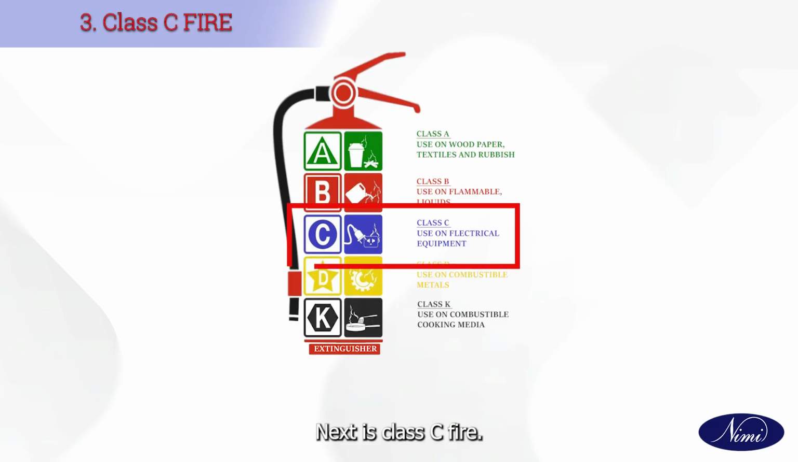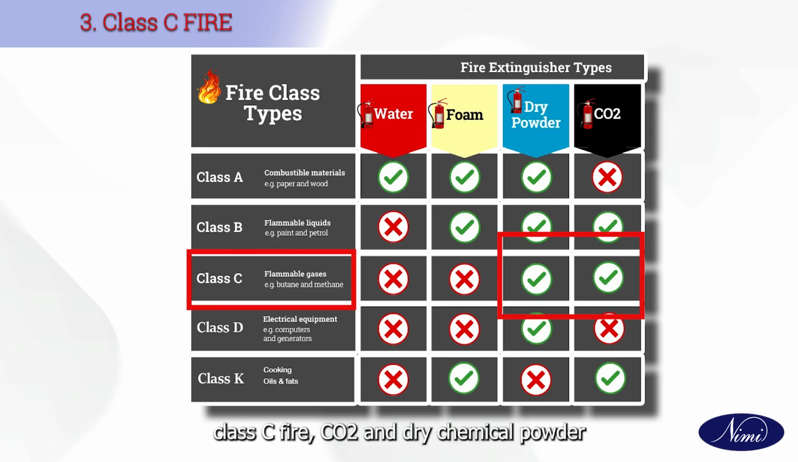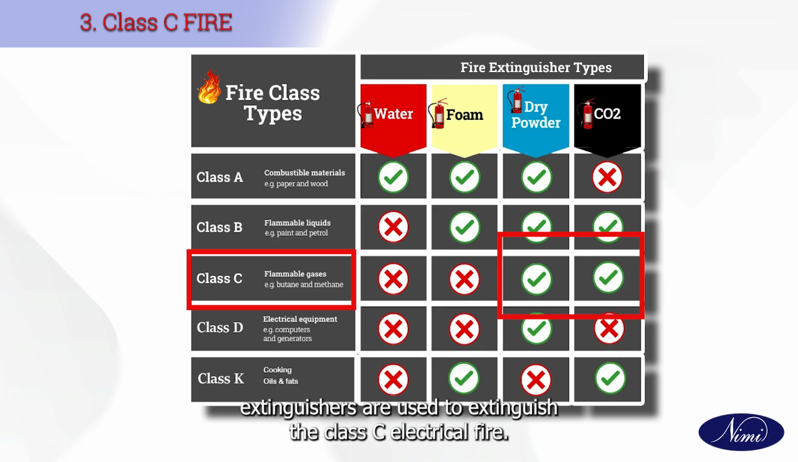Next is class C fire. The fire involving electrical equipment is called class C fire. CO2 and dry chemical powder extinguishers are used to extinguish the class C electrical fire.